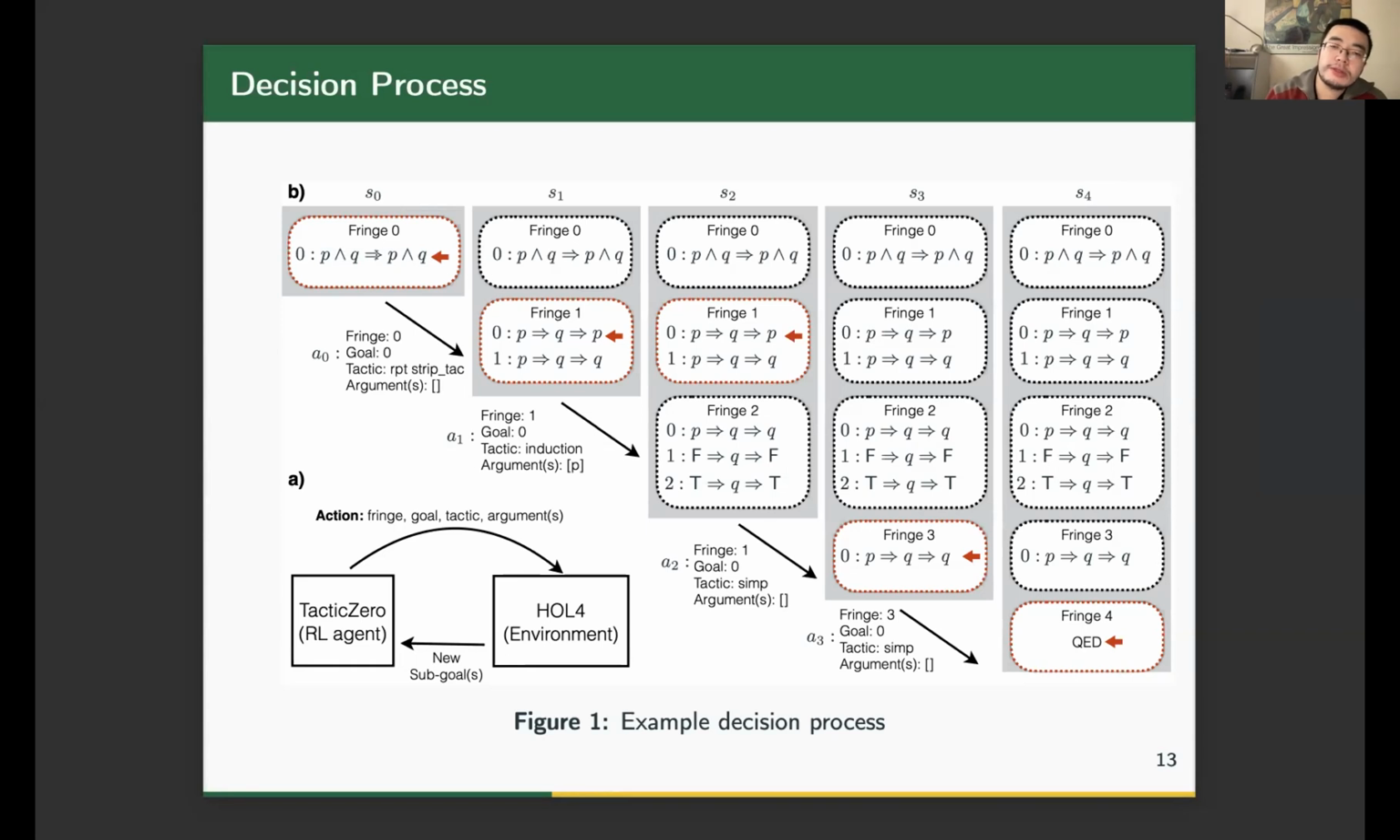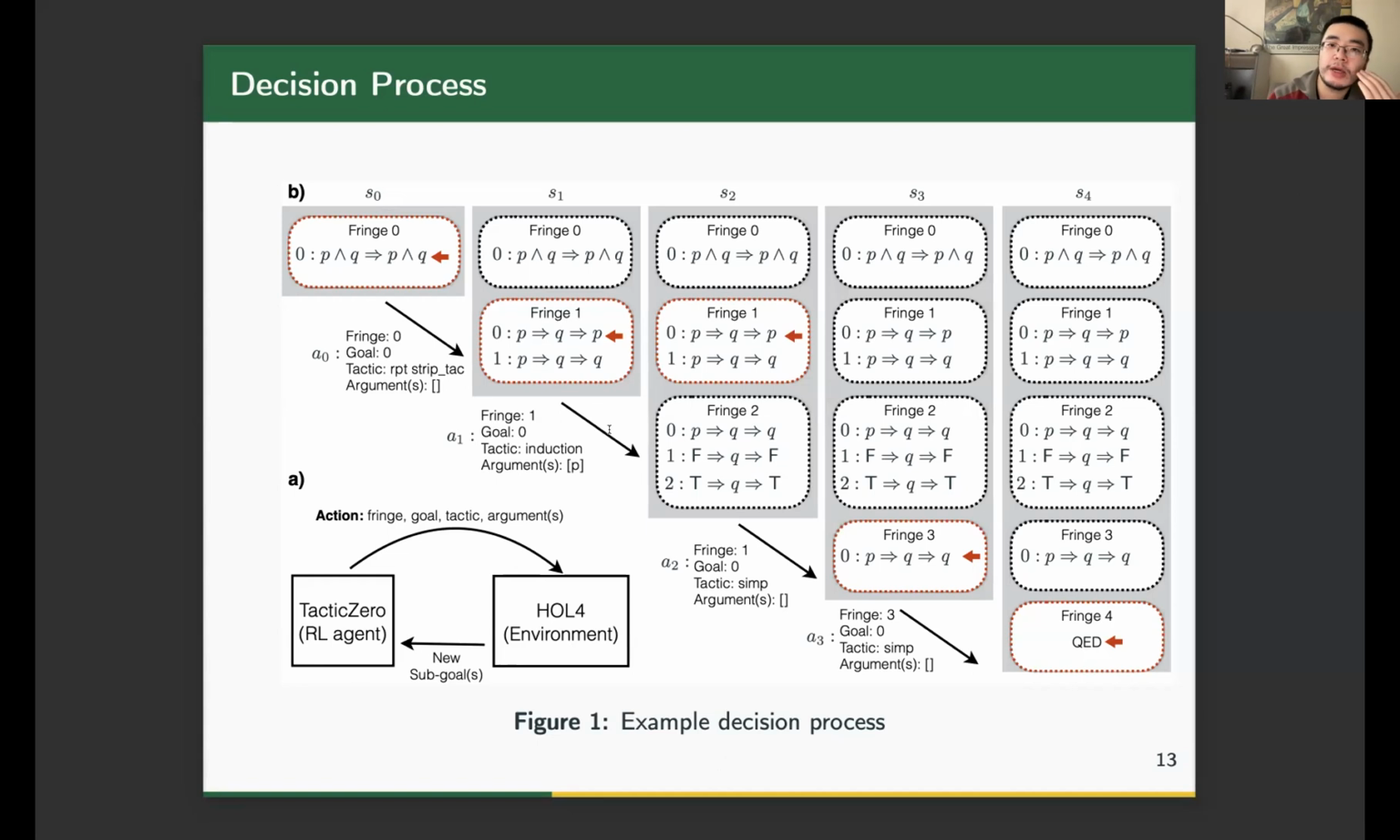One thing you can do is introduce the assumptions, in this case, P and Q. So what you have here becomes P and Q in your context, and you want to prove P. This can be done by a tactic called strip_tac. This is probably a bit too technical for this audience, but let me try to explain.